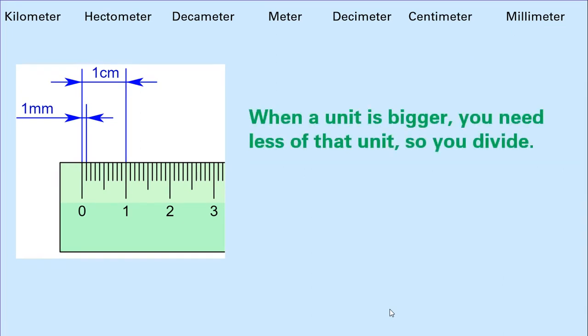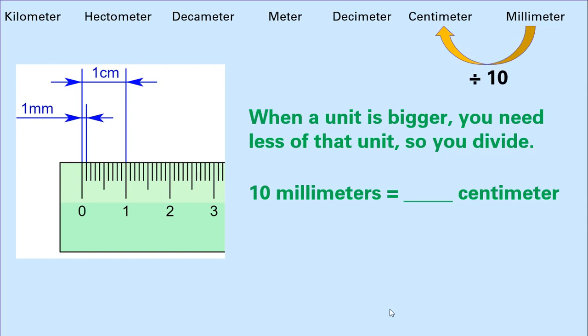When a unit is bigger, you need less of that unit, so you divide. Here we have 10 millimeters, and we want to figure out how many centimeters that is. Well, if we have 10 millimeters, we know centimeters is bigger, so we don't need as many of them. We should have a smaller whole number. Let's use our metric system at the top to help us. We're starting with millimeters and going to centimeters. We know we need less, so we're going to be dividing, and we're only moving over 1 place, so we're going to be dividing by 10. 10 millimeters divided by 10 is 1 centimeter.